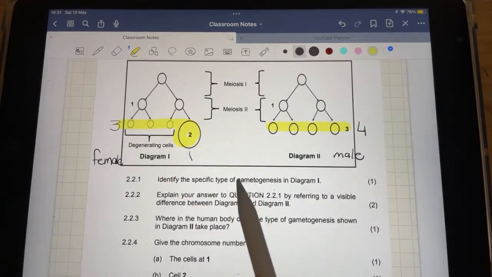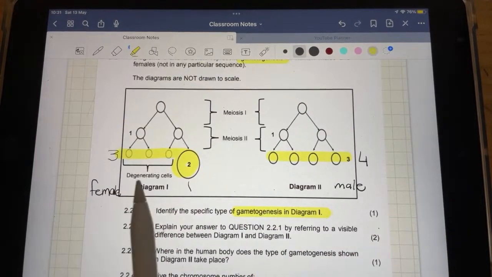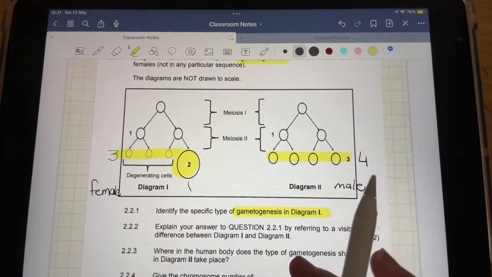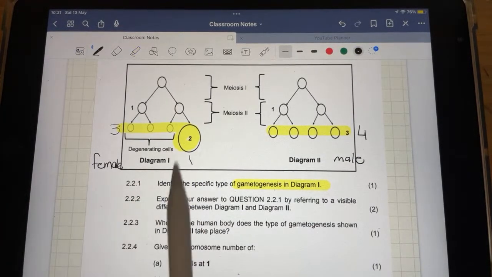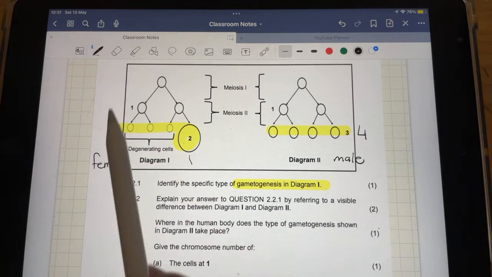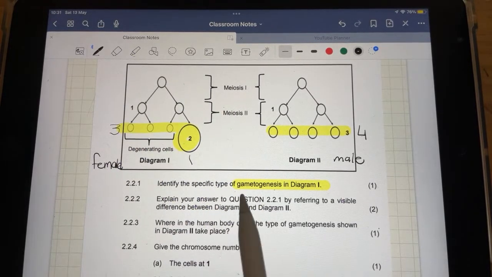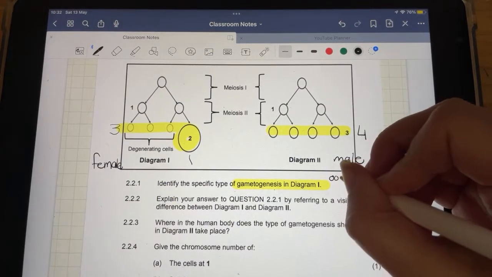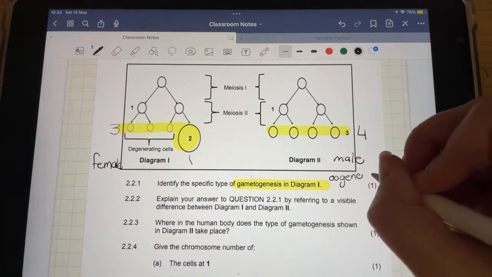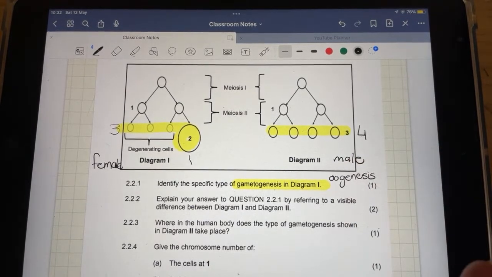Identify the specific type of gametogenesis in diagram 1. What they mean by that is you can't just write gametogenesis again, right? You have to write what type of gametogenesis specifically. Now that we know that this is female, and that's basically what they're asking you to do before answering the question, we now know that this is going to be oogenesis. Doesn't matter how you pronounce it, as long as you spell it correctly.